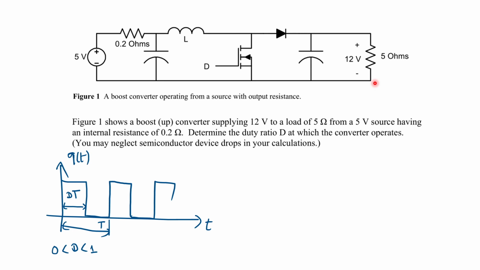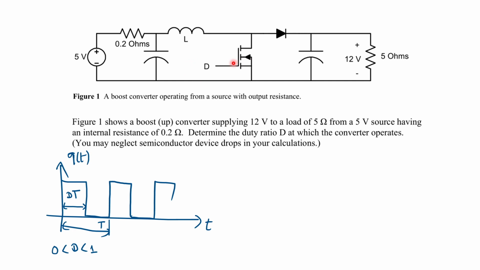So in this problem, you are asked to determine the duty ratio D at which the converter operates, and you neglect all the drops on the semiconductor, which are the MOSFET and diode. You can drop all the voltage drop in these two elements. So what is the duty cycle D?